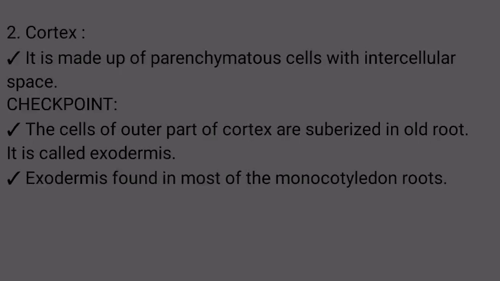The second one, cortex. The cortex of monocotyledonous root is made up of parenchymal cells with intercellular spaces. Checkpoint: the cells of the outer part of cortex are suberized in old roots. Suberin is the substance which is impervious to water, impermeable to water. It is called exodermis. Exodermis is found in most of the monocotyledonous roots. The outermost layer of cortex is called exodermis. Exodermis cells are suberized cells which are impervious to water.